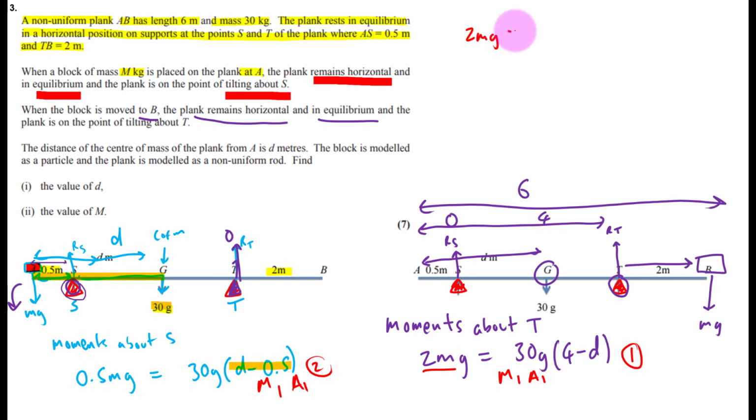So let's just write them both, one on top of each other up here, and 0.5mg equals 30g times d minus 0.5. Now there's multiple ways that you can manipulate this.